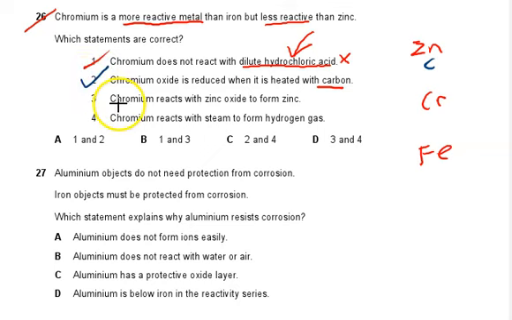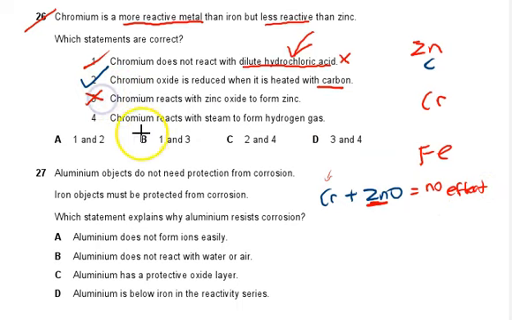Here, chromium reacts with zinc oxide to form zinc. So here is chromium plus zinc oxide. Zinc is already more reactive than chromium, so this one has no effect. So number 3 is not selected.